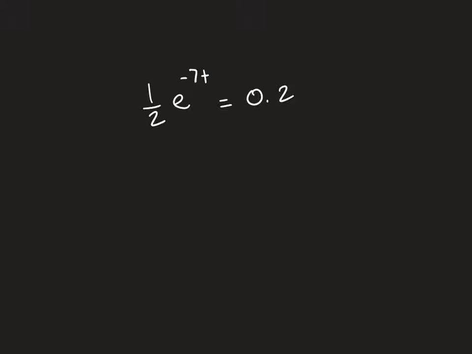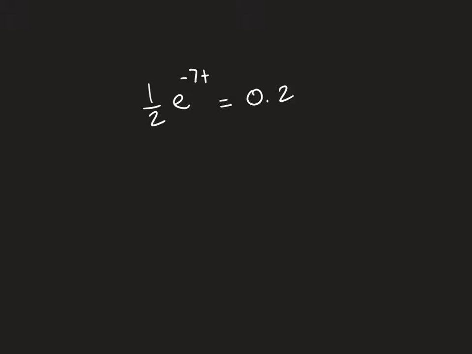Here we have an exponential equation, and you can see that the variable t is in the exponent of the expression e to the negative 7t. If you're asked to solve for t, we use logarithms to decompose this power and bring the exponent out in front.